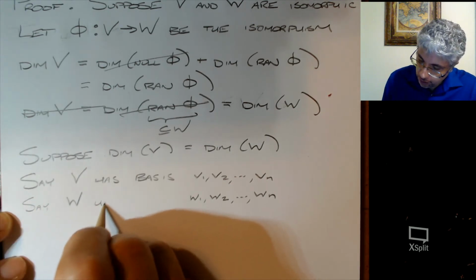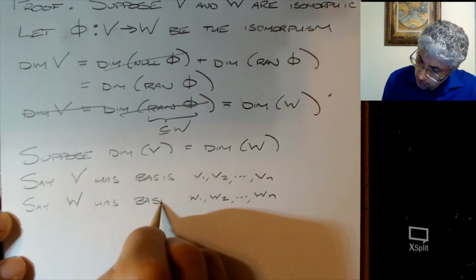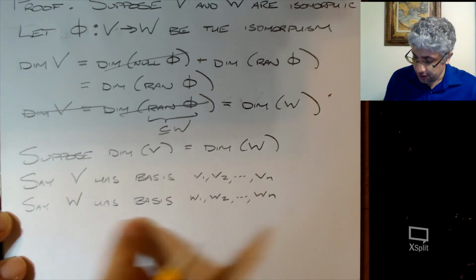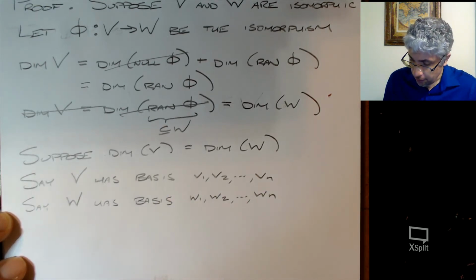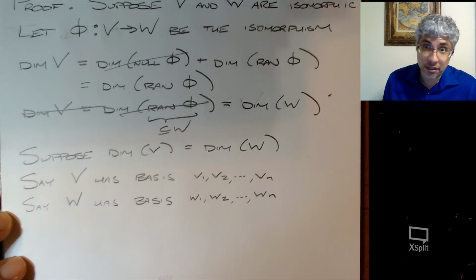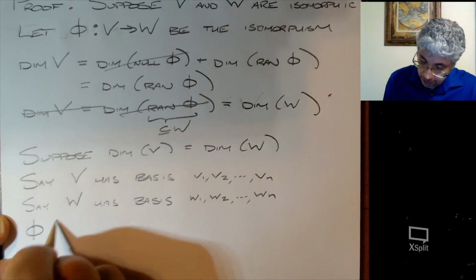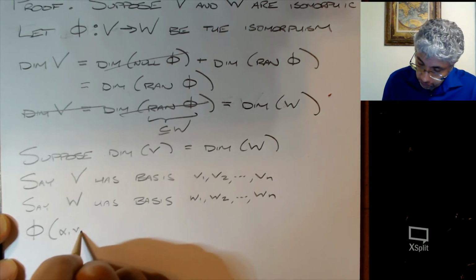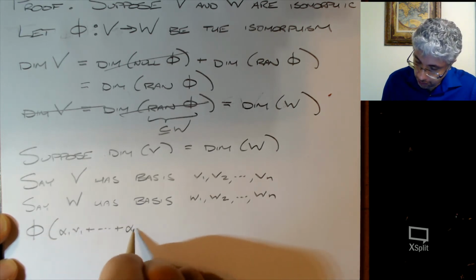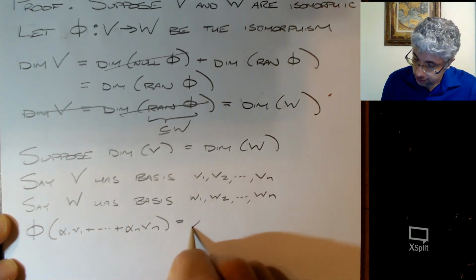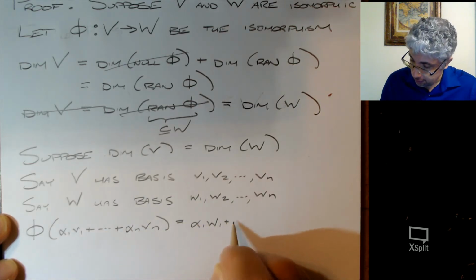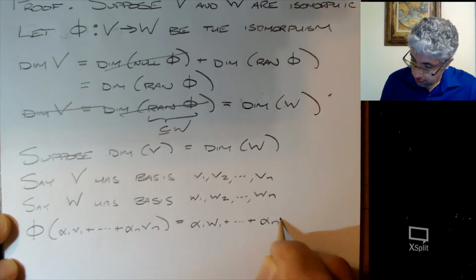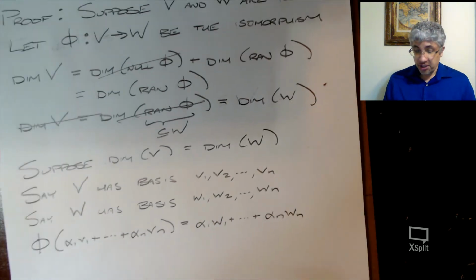Okay, so say V has this basis and say W has this basis. What do we want to show? Well, we want to show there's an isomorphism, so we're going to have to define a map. How am I going to define a map? Well, I want to define a map from V to W, and here's how I'm going to define it. I'm going to say phi of alpha 1 V1 plus dot dot dot through alpha n Vn is equal to, well, I'm going to make it easy. I'm just going to switch the v's with w's.